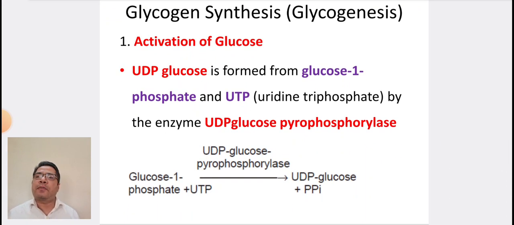UDP glucose is formed from glucose 1-phosphate and UTP, that is uridine triphosphate, by the enzyme UDP glucose pyrophosphorylase. Glucose 1-phosphate plus UTP gives UDP glucose plus PPi in the presence of the enzyme UDP glucose pyrophosphorylase.